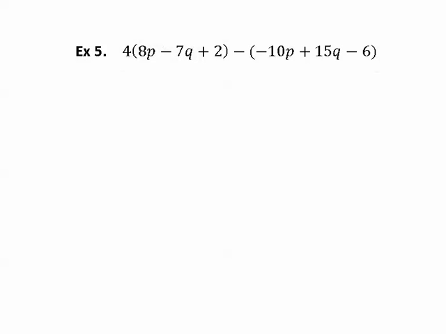This is similar to what we just did in the previous problem. We have nothing inside the parentheses that we can combine, no terms because they're not like terms, but we can distribute the outside term or the outside factor. 4 times 8p is 32p. 4 times a minus 7q is minus 28q. And then finally, 4 times a positive 2 is a positive 8.